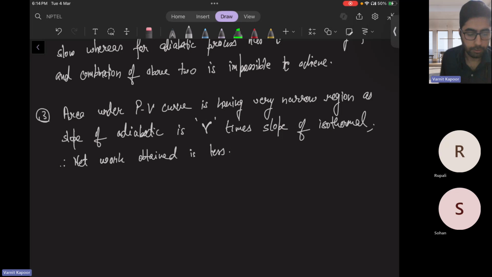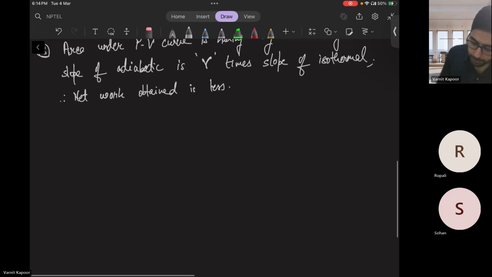Okay. So here are a few points to note. First is that the efficiency of a reversible engine is always greater than that of an irreversible engine. Okay.